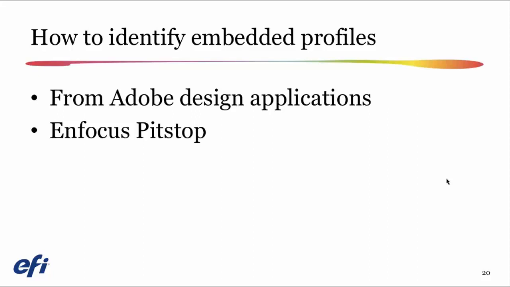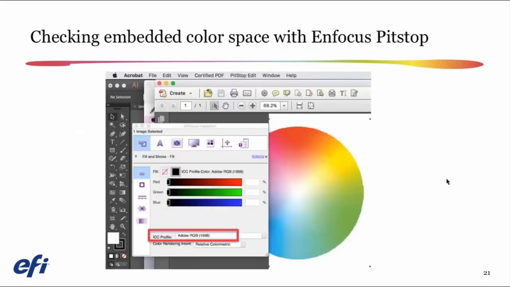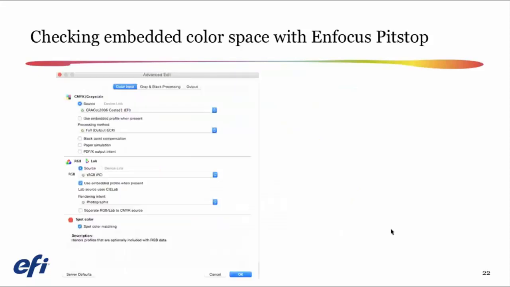If I have embedded profiles in my documents, there's a couple different ways to find out that I have these. The first one is I'll know from the Adobe applications, when I'm saving, I'm saying embed profiles. The other tool I can use to examine a PDF file is Enfocus Pitstop. If I use the Pitstop Inspector feature and I select an object in a PDF file, such as this color circle that I'm showing here, we can see that that color wheel is defined as RGB. It's using an ICC-based space in the PDF language, and it's defined by the Adobe RGB profile. So this is an example of an embedded profile in the PDF file.